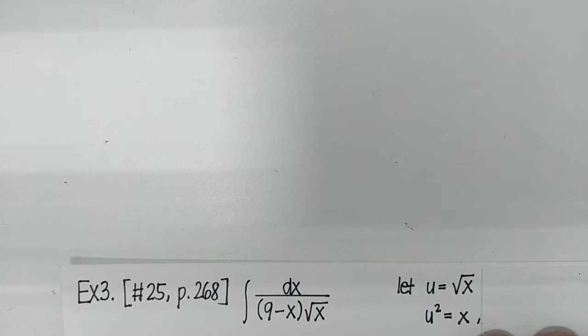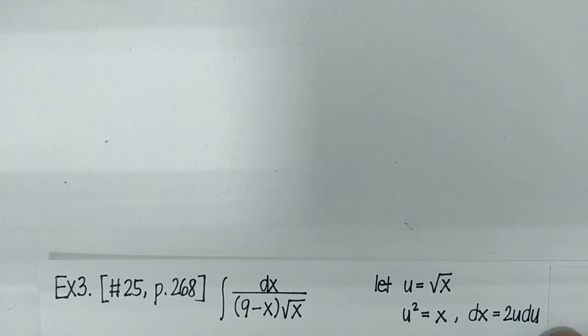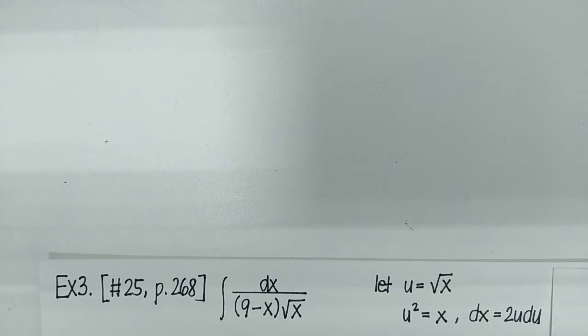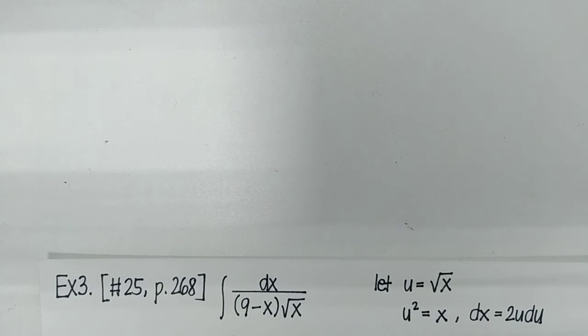This means that if you square both sides, your x should be equal to u squared, and as well, the dx can also be derived as equal to 2u du. So we employ the substitution now to get rid of this bothersome square root of x, and so we're left with an expression that is purely algebraic in nature, or purely polynomial. That's a purely polynomial expression rather.